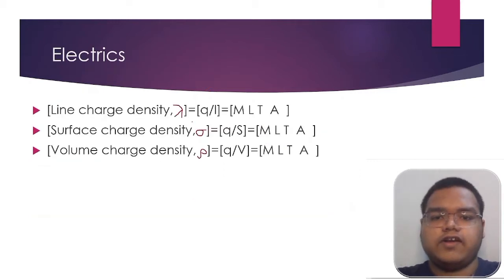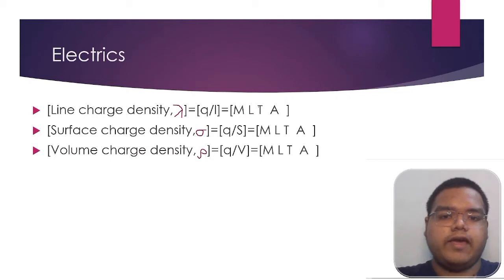Next, line charge density, which is equal to q by L. So T to the power 1, A to the power 1, L to the power minus 1, and M to the power 0. Surface charge density sigma equals to q by S, S or surface area. So it will be M to the power 0, L to the power minus 2, T to the power 1, A to the power 1. Next, volume charge density or rho will be equal to M to the power 0, L to the power minus 3, T to the power 1, A to the power 1.